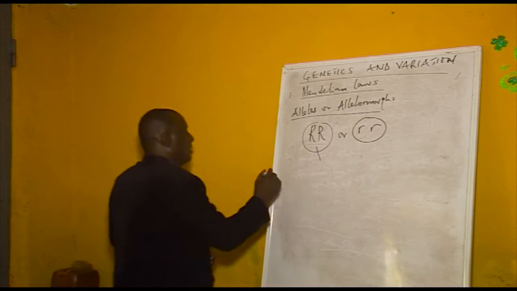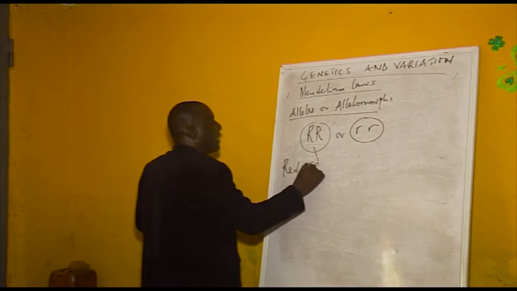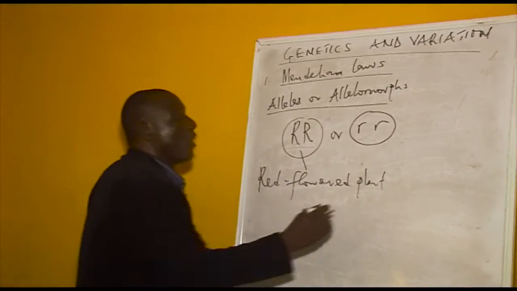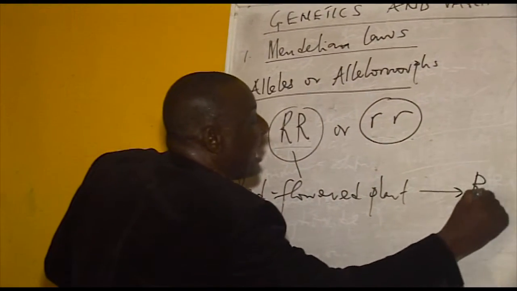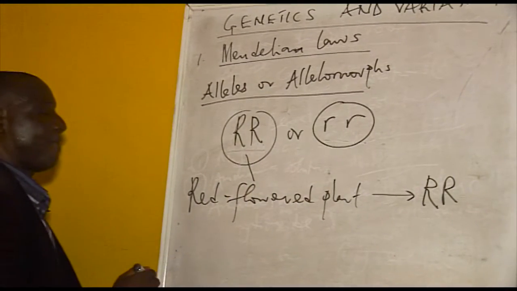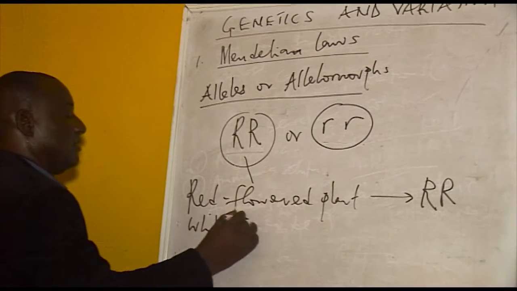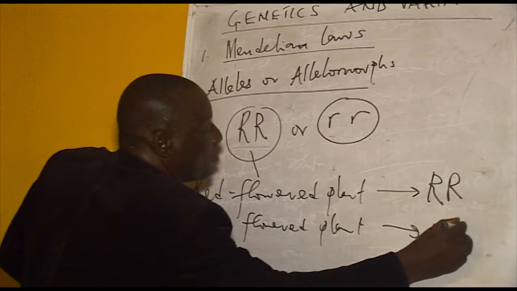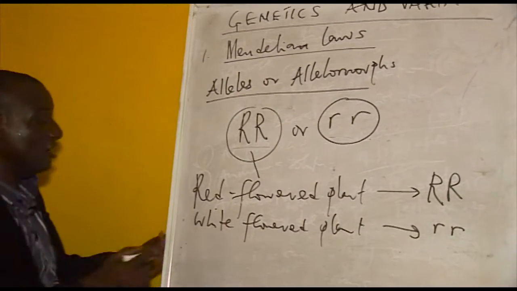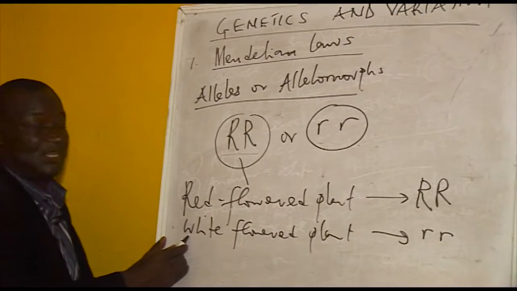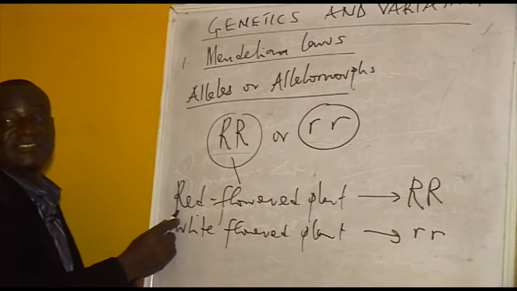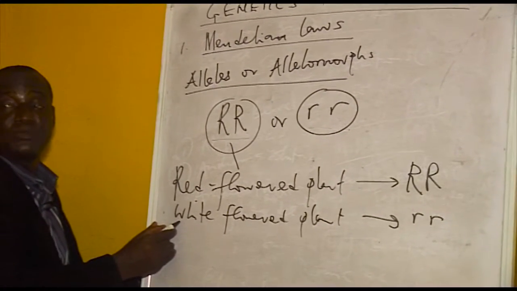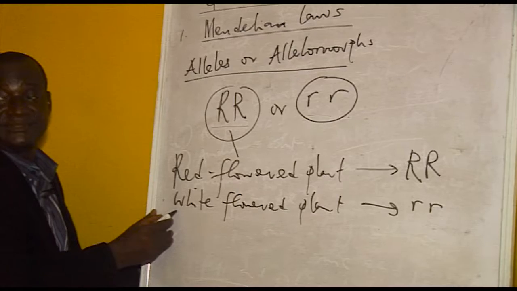Now, look at it. Red flowered plants. So what we use to designate it is what? Capital R, capital R. Now, white flowered plants, we use small r, small r. Please take note of this. W starts white, R starts red. You won't say because W starts white, you use W to designate white. You'll be wrong in genetics.